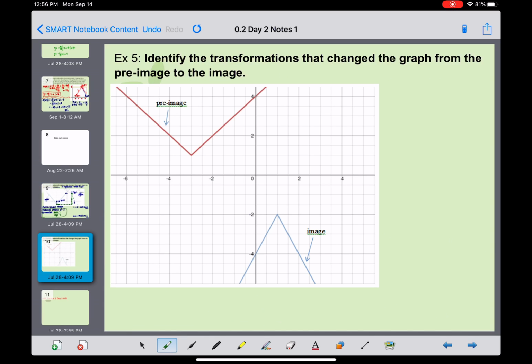Okay, so now that I've done one with you, make sure you try this one first, okay? See where you get stuck. Okay, so now let's go over it. So remember that I said you always have to do the reflection first, okay?